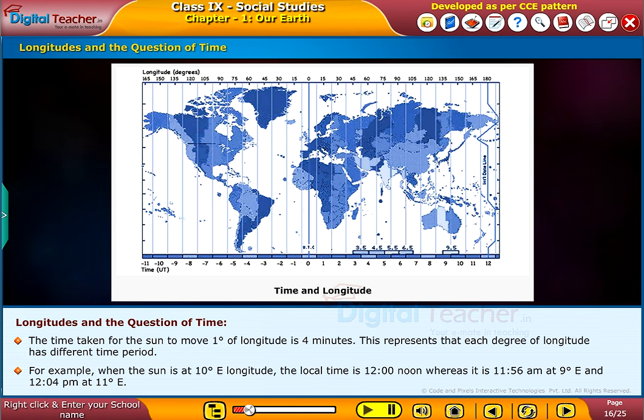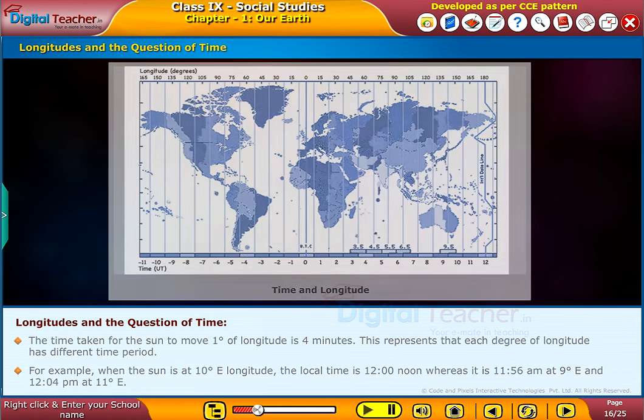For example, when the sun is at 10 degrees east longitude, the local time is 12 noon, whereas it is 11:56 am at 9 degrees east and 12:04 pm at 11 degrees east.